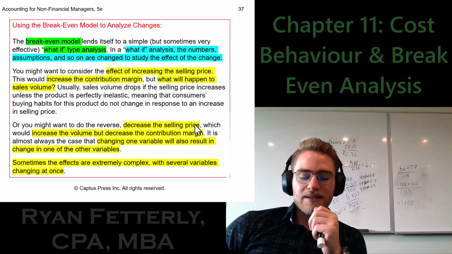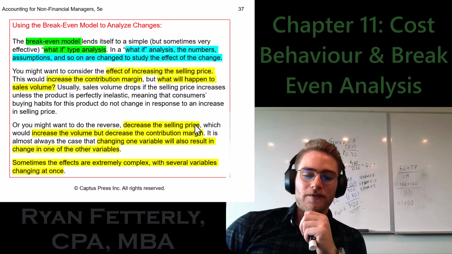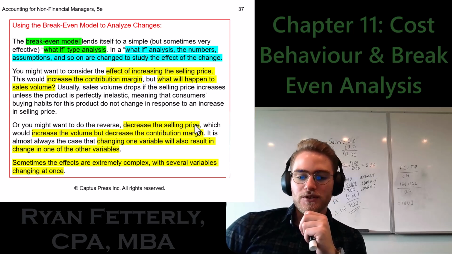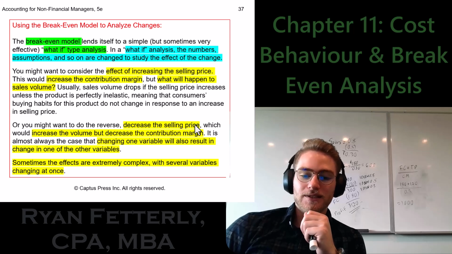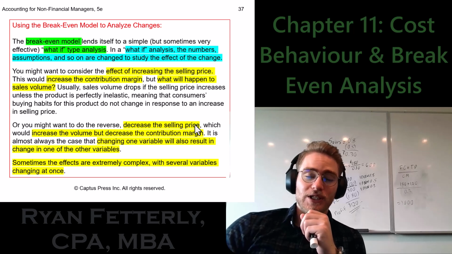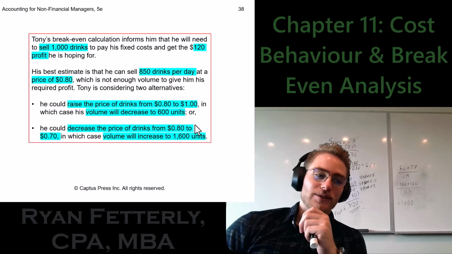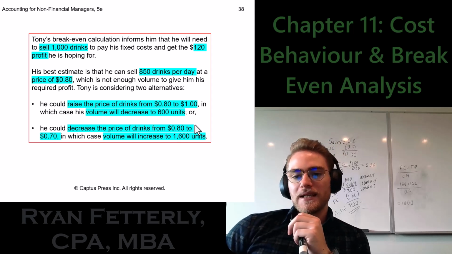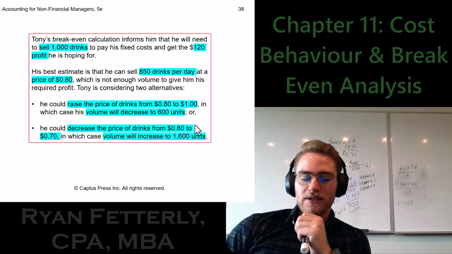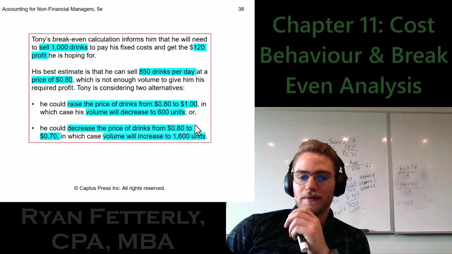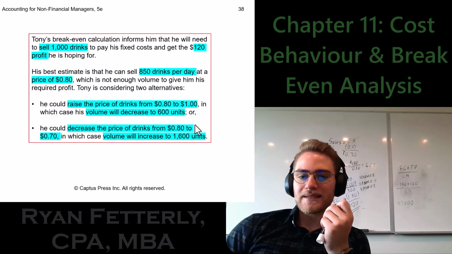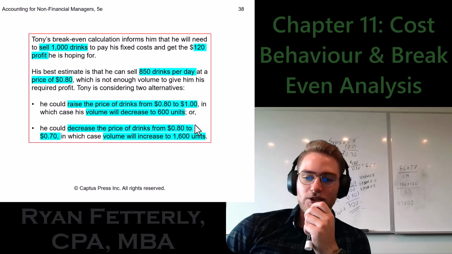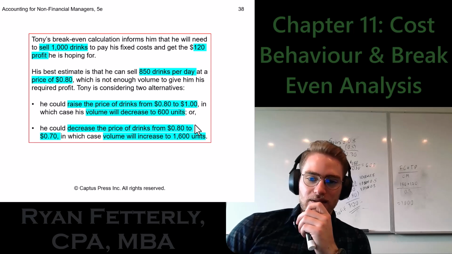But it's not in isolation. When you change one variable, inevitably it's going to change other variables. So sometimes the effects are extremely complex, with several variables changing at once, and you have to make some assumptions to try to apply these models. So Tony's break-even calculation informs him that he will need to sell 1,000 drinks to pay his fixed costs and get the $120 profit he's hoping for. His best estimate is that he can sell 850 drinks per day at a price of 80 cents, which is not enough volume to give him his required profit.